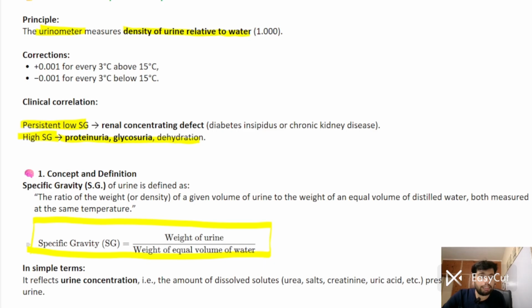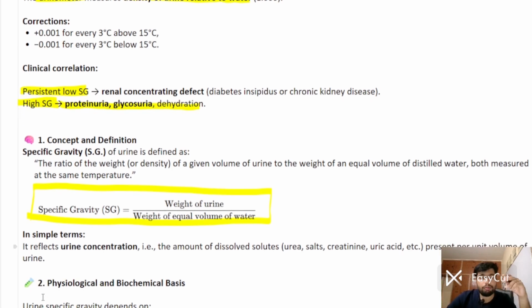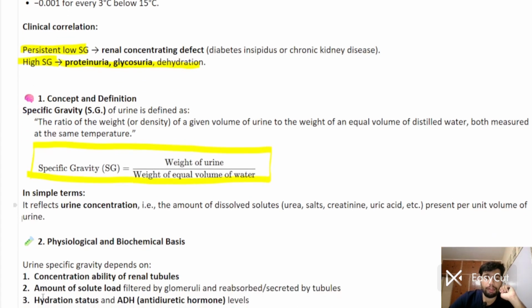The formula for specific gravity is weight of urine upon weight of equal volume of water. Okay, this is very clear. This I have also already discussed, the physiological and biochemical basis. So urine specific gravity depends on the concentrating ability of urinary tubules, the solute load which is filtered by the glomerulus and reabsorbed or secreted by the tubules, and third, the hydration status, that is antidiuretic hormone.